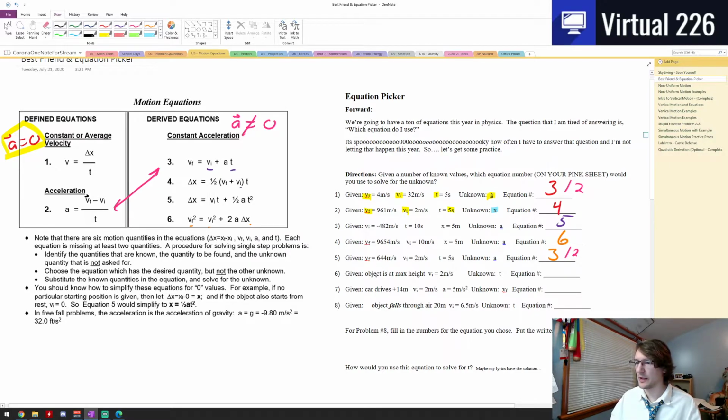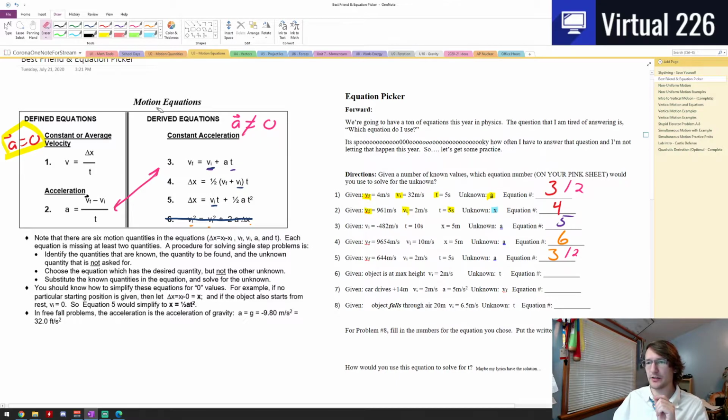Let's look at number 6. Given an object is at its max height. It has an initial velocity of 2 meters per second, and the unknown is t. Well, for unknown is t, it can't be 6. Okay? We also know we have an initial velocity, so, well, that's not helpful.